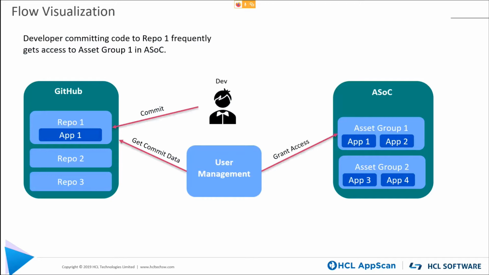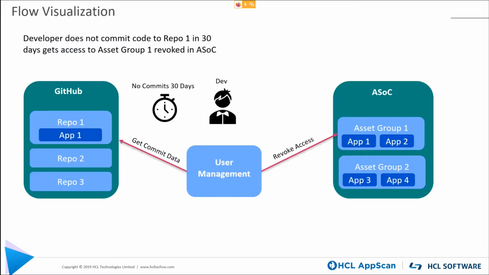That repo could be any kind of repo that you care about. This user management script either runs on a schedule or runs right after a scan, right before a scan, whenever you want to run it, just to keep your users in sync. It sees that the developer has committed code, retrieves that commit data, processes it, and grants access to the users that deserve access to that asset group.